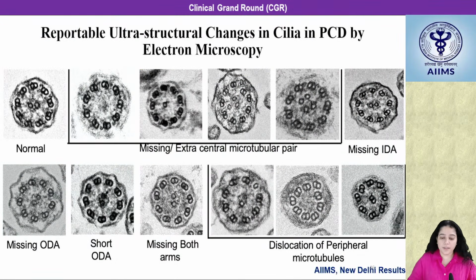So these are the images which are the reportable ultrastructure changes observed in AIIMS New Delhi. You can see the first image is the normal cilia.